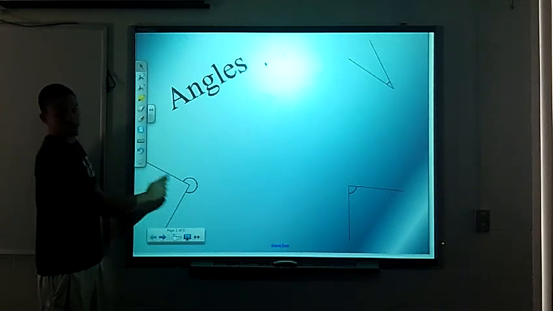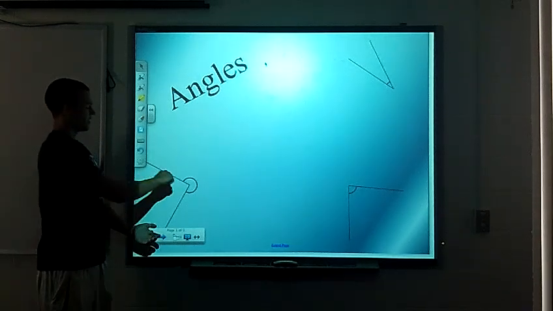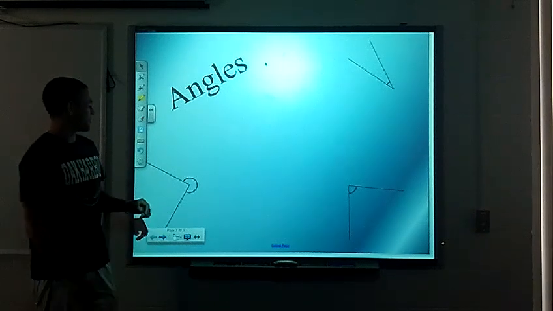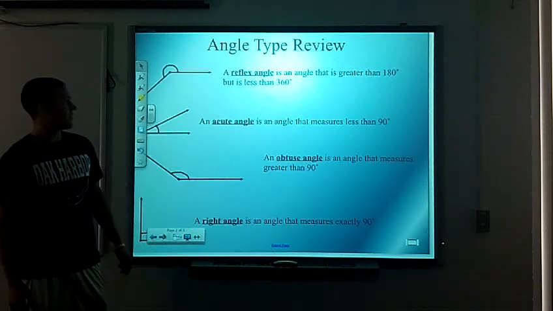There's obviously two different lines here. This line means that the angle opens up that way. Okay? Before we get too far into this. Okay.